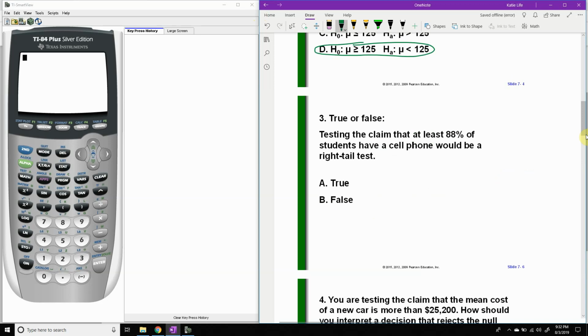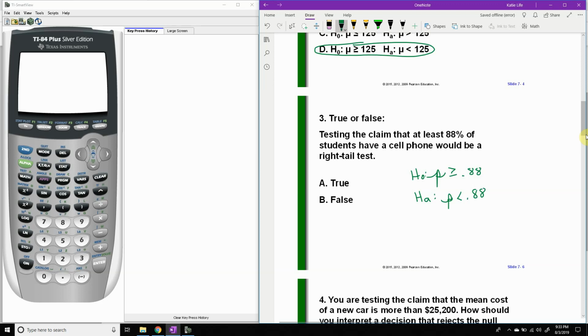Number 3, true or false? Testing the claim that at least 88% of students have a cell phone would be a right-tailed test. Okay, so a claim that a proportion is at least 88% would be p is greater than or equal to 0.88. Now that's a statement of equality, so that must be the null. The alternative is the complement of that, so the proportion is less than 0.88.